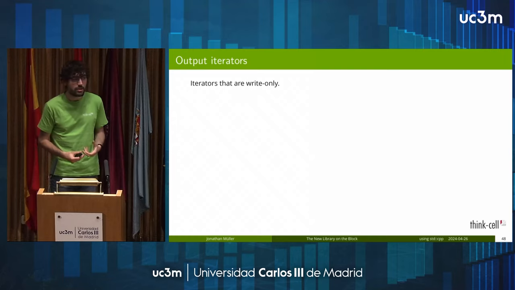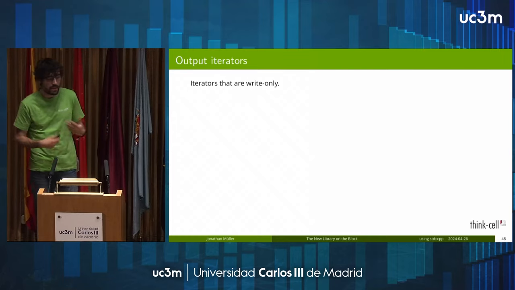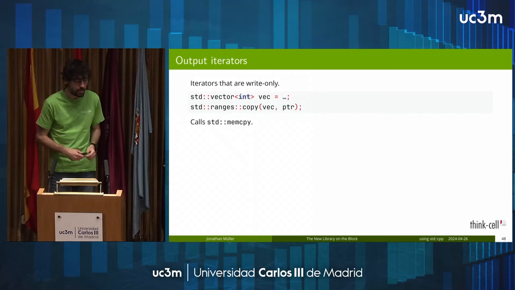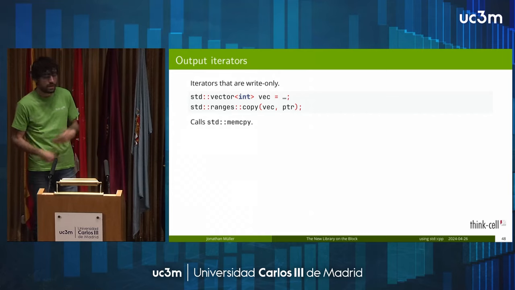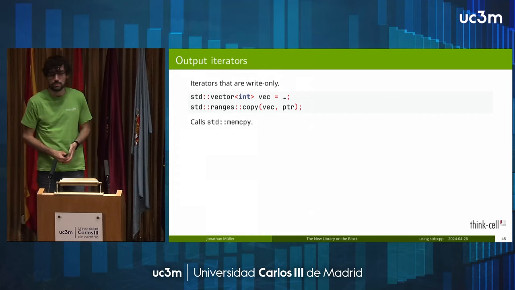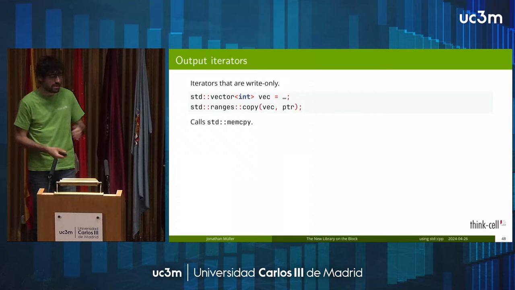The standard library also has output iterators, and those are iterators that are write-only. For example, you can use copy to copy a vector to a pointer, and this essentially boils down to memcpy. We're just memcpying the contiguous chunk over. So this is good.